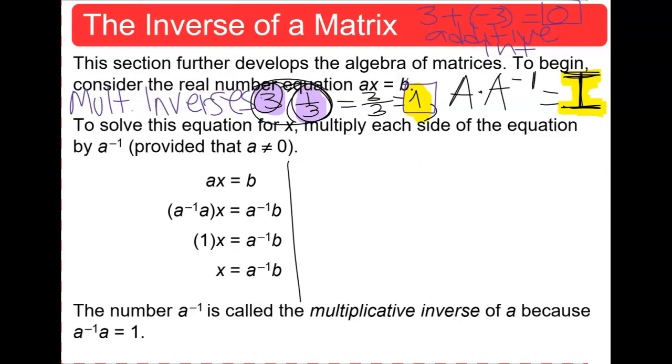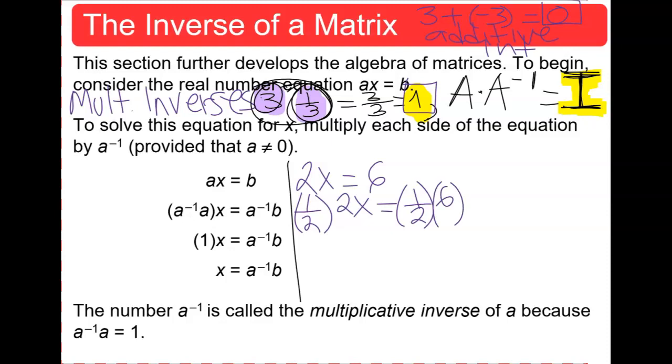So let's assume that we have 2x is equal to 6. And so we know that to solve for this equation, we divide by 2 on both sides. But without using the concept of division, we could use the multiplicative inverse of 2, which is 1/2. And we could multiply that 1/2 on the left and right side of the equation, and that is the exact same thing as dividing by 2.